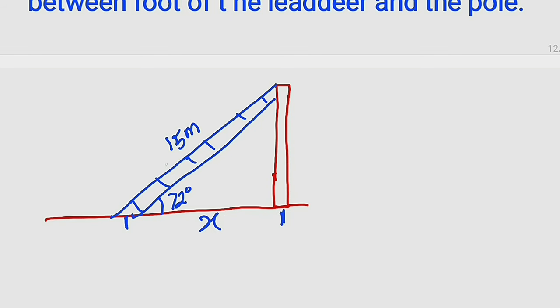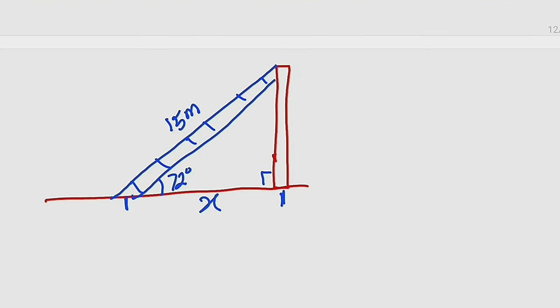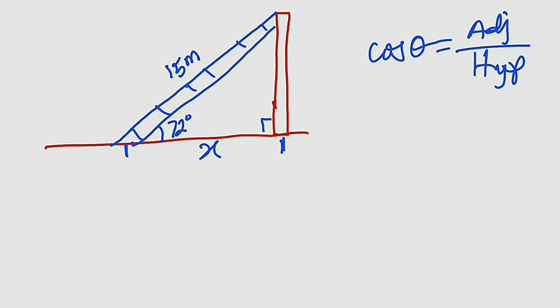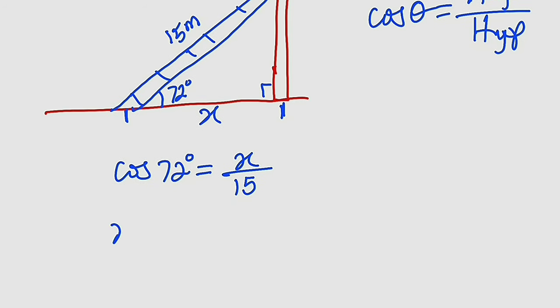So what is the relationship between the hypotenuse and the adjacent, because this is a right angle triangle? If you observe, this is our right angle, this is the adjacent side, and this is the hypotenuse side. So what is the relationship? It is cosine, because cosine theta is equal to adjacent divided by the hypotenuse. So cos of theta, which is 72 degrees, is equal to the adjacent side, which is x, divided by the hypotenuse, which is 15. Then to find x, we multiply both sides by 15.